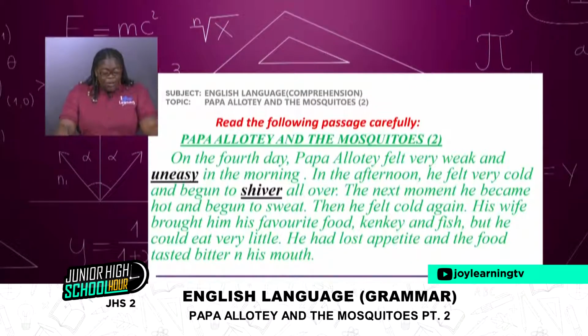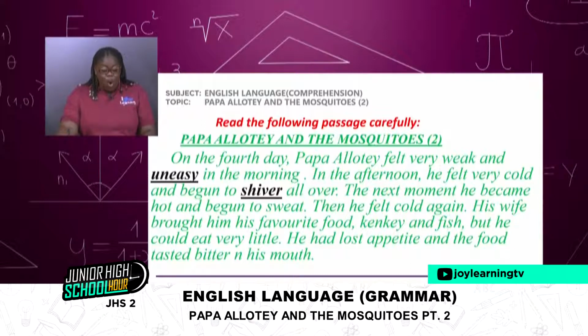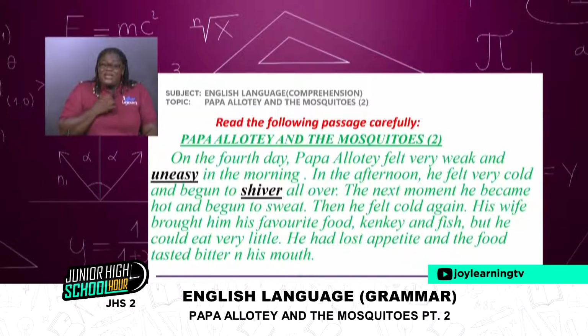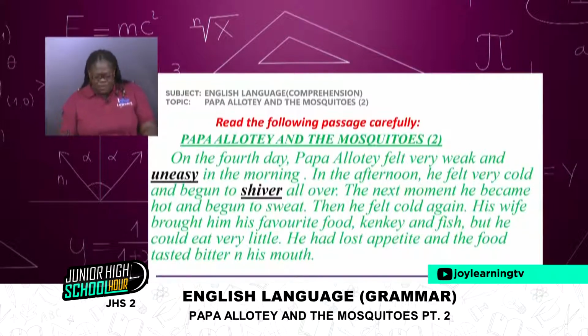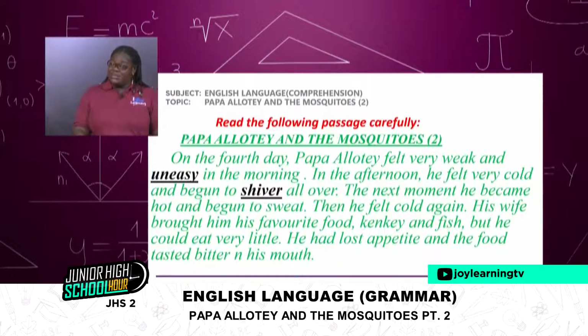All right? Now, on the 4th day, Papalo felt very weak and uneasy in the morning. So, uneasy underlined. Now, in the afternoon, he felt very cold and began to shiver all over. Shiver underlined. I think I asked you that question to give me another word, or I think I gave it. Now, the next moment, he became hot and began to sweat. These are all symptoms of malaria. Sometimes you feel like you're hot. Sometimes you feel like you're cold. And then you shiver, you become very uncomfortable and all that, okay? Then he felt cold again. Somebody who was sweating now is very cold.